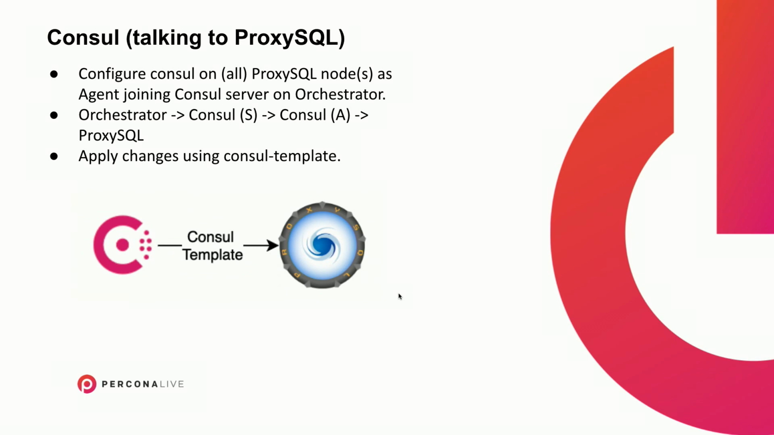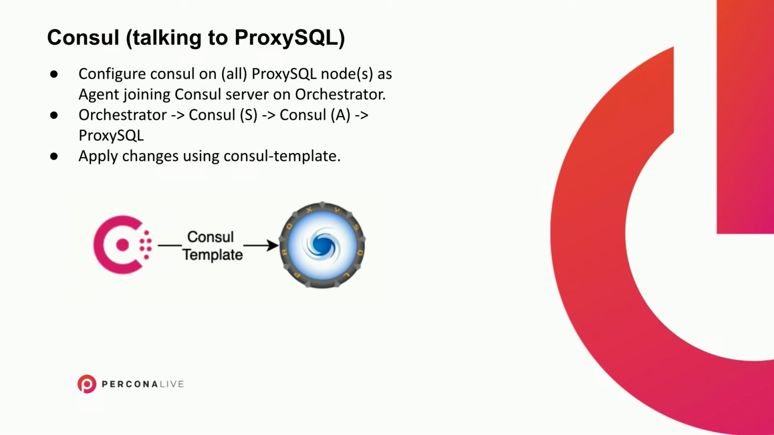So how does the ProxySQL receive this? Configure Consul on all ProxySQL nodes as the agent. N number of agents can be configured. A server is not needed there. The server will send the information to the agent, and the agent will keep updated, and the agent will tell the ProxySQL what all changes have happened in Consul.